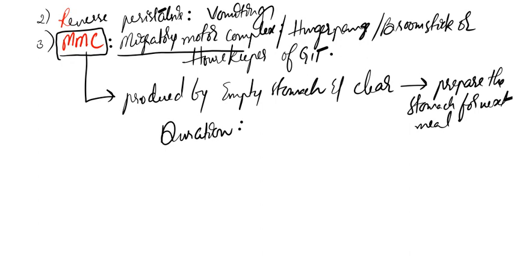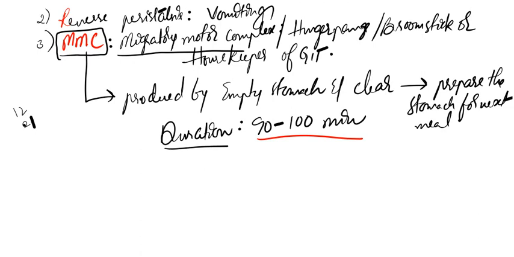NEET PG question: 90 to 100 minutes. Just underline it with a marker. It is 90 to 100 minutes duration. See, I am telling some important points. What is the BER, basal electrical rhythm rate of duodenum? It's 12 per minute. What is the BER of cecum? It's 2 per minute. What is the duration of MMC after each meal intake? 90 to 100 minutes. You just remember these. These are stock NEET PG questions.